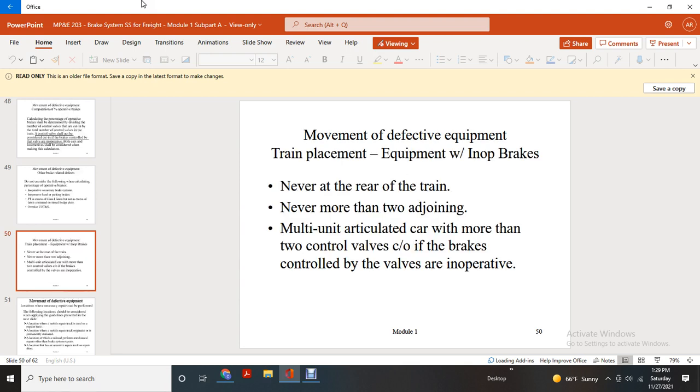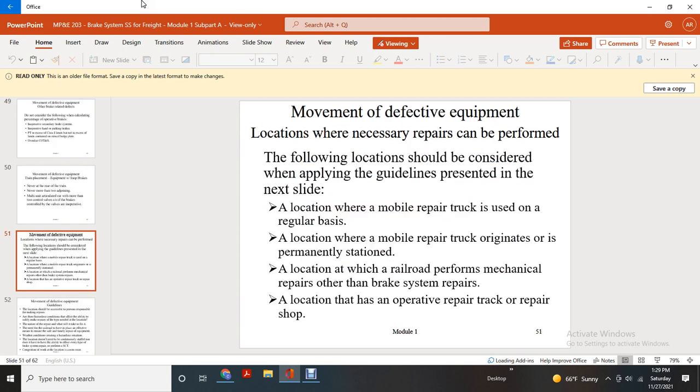Movement of defective equipment: the train shall be placed with the equipment with inoperative brakes near the rear of the train, with no more than two adjoining, and multiple articulated cars with more than one control valve. For the movement of the defective equipment to a location for the necessary repair, the following should be considered.